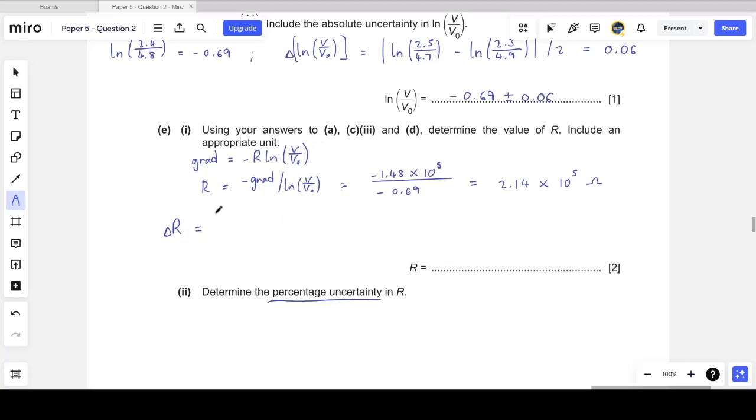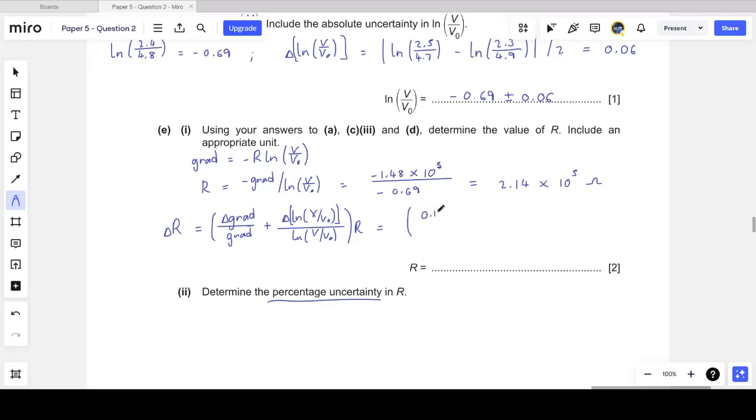And so this gets a bit messy, but basically this would be the fractional uncertainty in the gradient plus, I guess I just write it so that it's visible, delta log of V over V naught divided by the log of V over V naught, which is fine because we actually already calculated that. And we multiply this all by R.